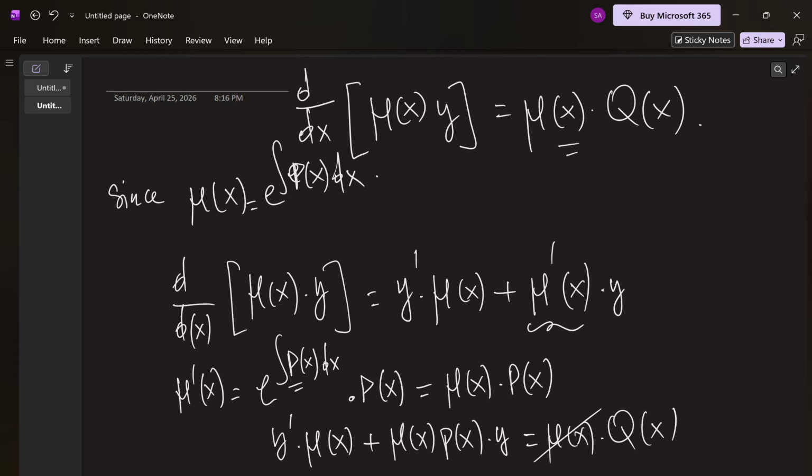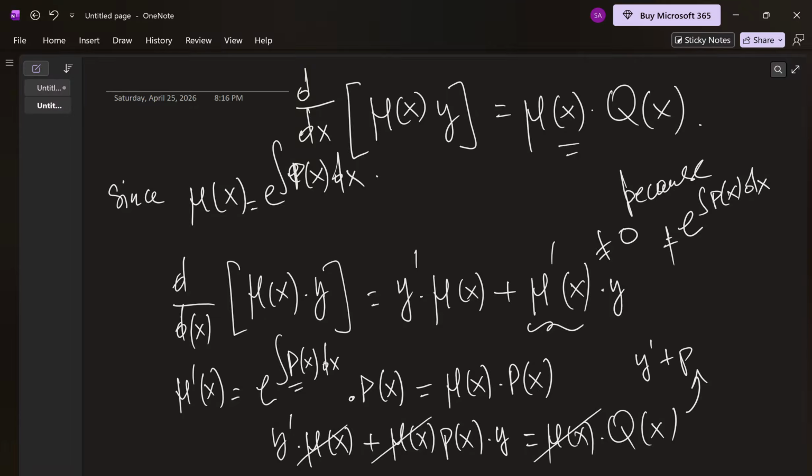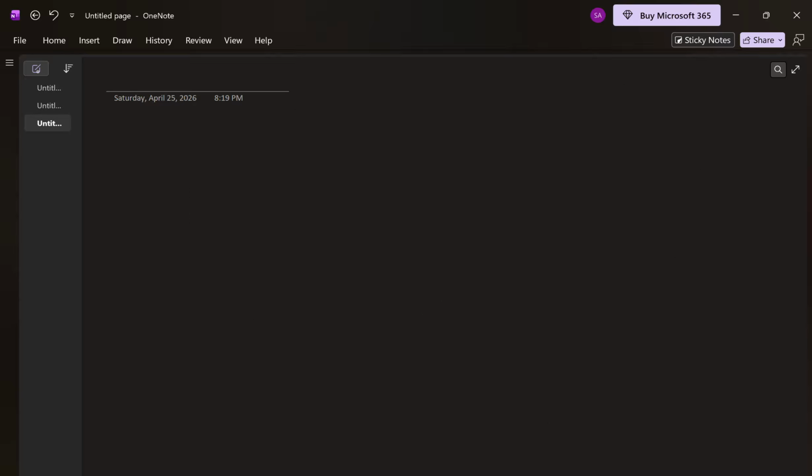Now it is very clear that you could simplify and divide by this integrating factor. And also the integrating factor is never equal to 0 because it is the exponential of the integral of p(x) dx. So the exponential is never equal to 0. And when you divide by this integrating factor, you return back to your equation y prime plus p y is equal to q. So this is the first method.